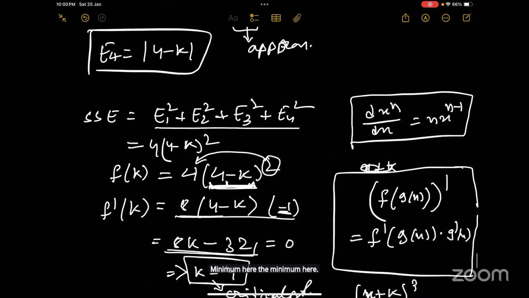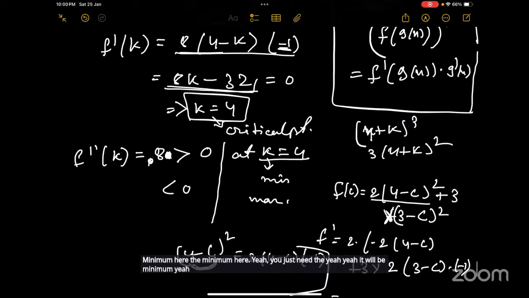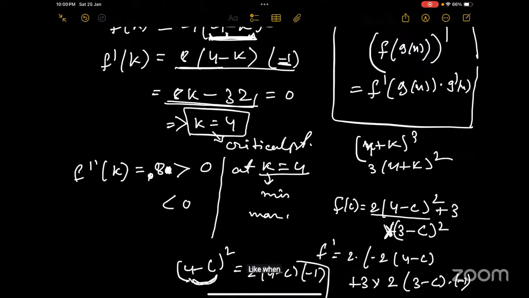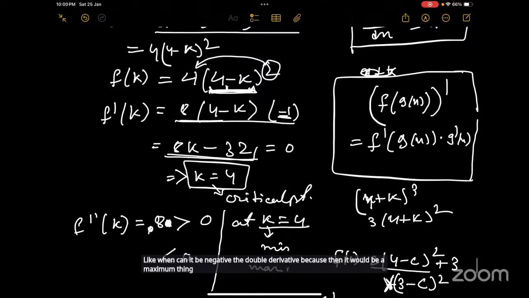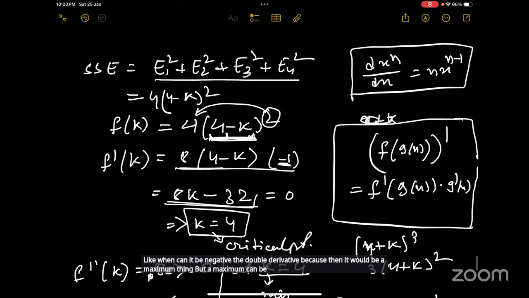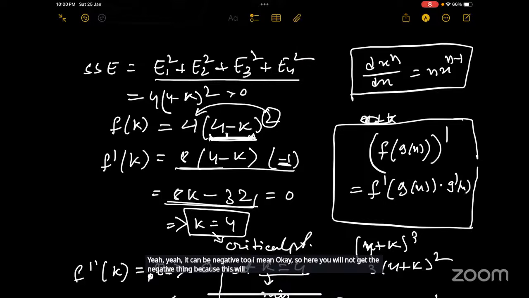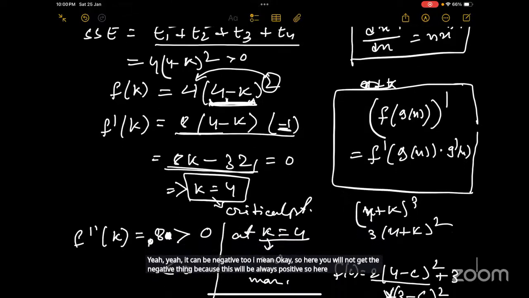Yes, ma'am. You just need the minimum, no? Yeah, it will be minimum only. When can the double derivative be negative? Because then it would be a maximum. Yeah, it can be negative too. But maximum can be anything, no ma'am? Okay, so there is no limit for a maximum. Here you will not get negative, because this will be always positive.